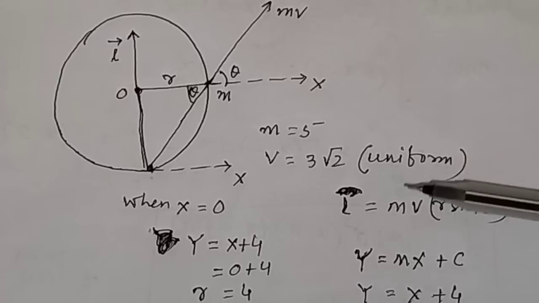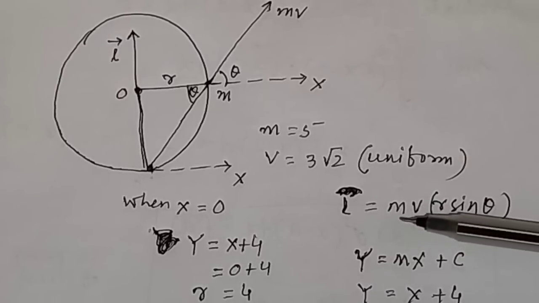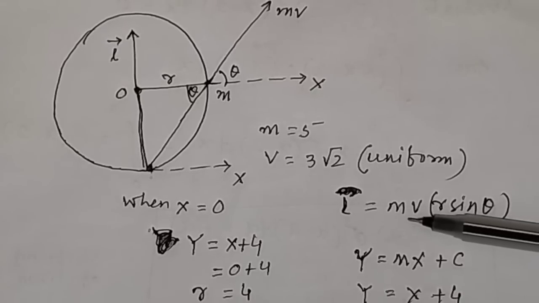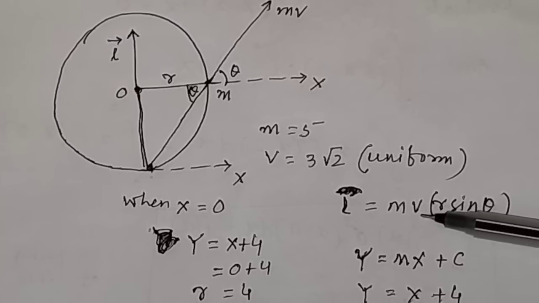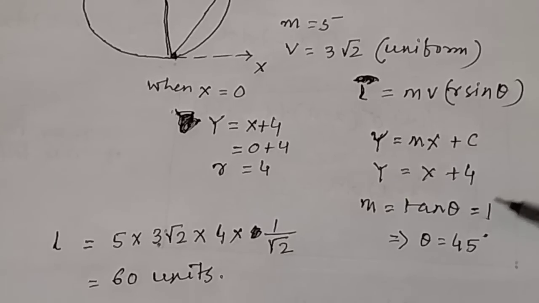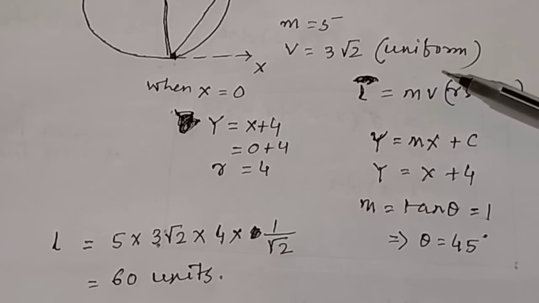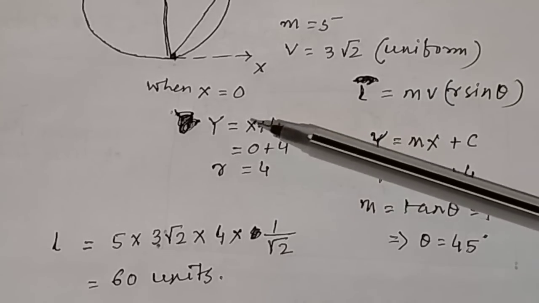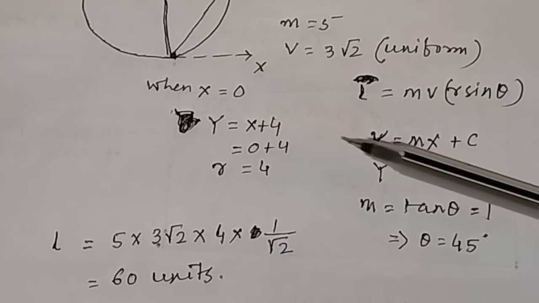When v is uniform, the angular momentum is given by m v r sin theta. Either you write m r v sin theta or m v r sin theta. Angular momentum can be changed by varying r or by varying v.